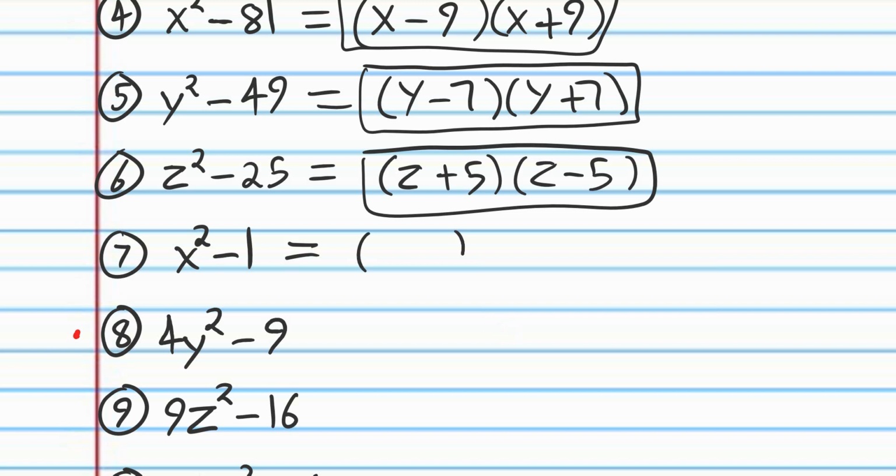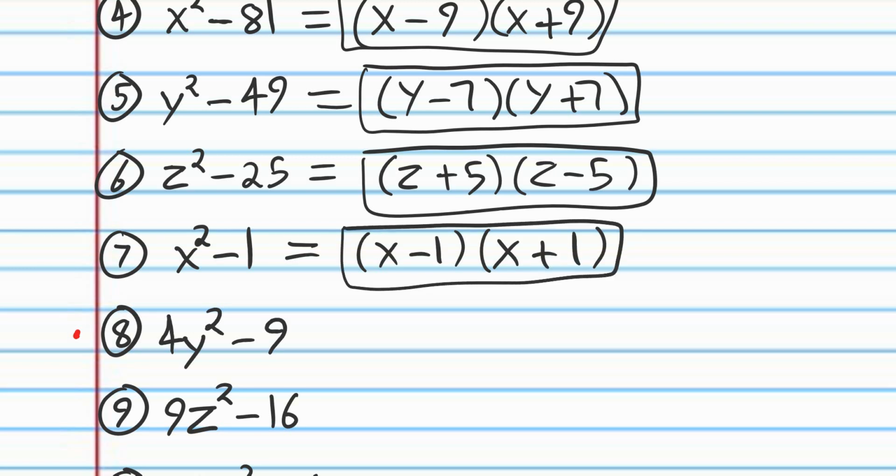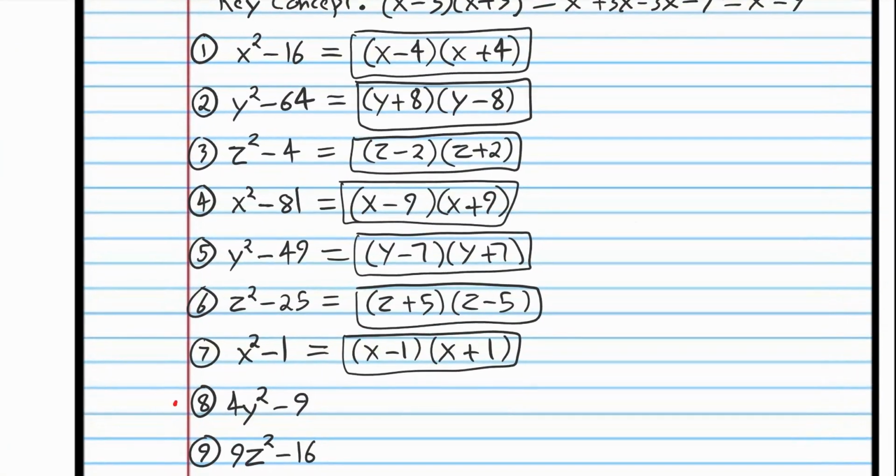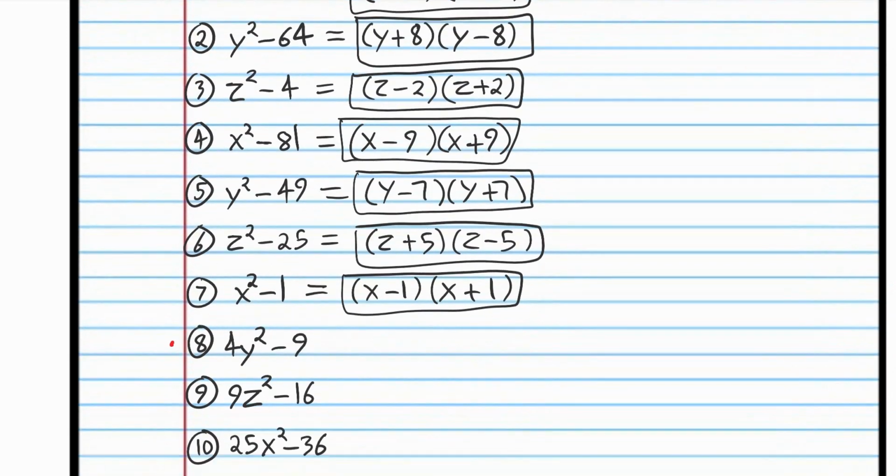All right, we're back. So x, and what number times itself equals 1? Well, if you said 1, you're correct. And you just put your plus and minus sign. So as you can see, these problems are pretty easy. But let's go to a different type of problem.